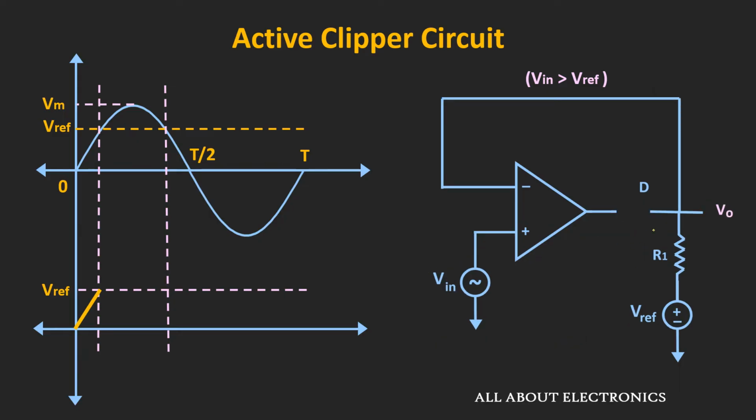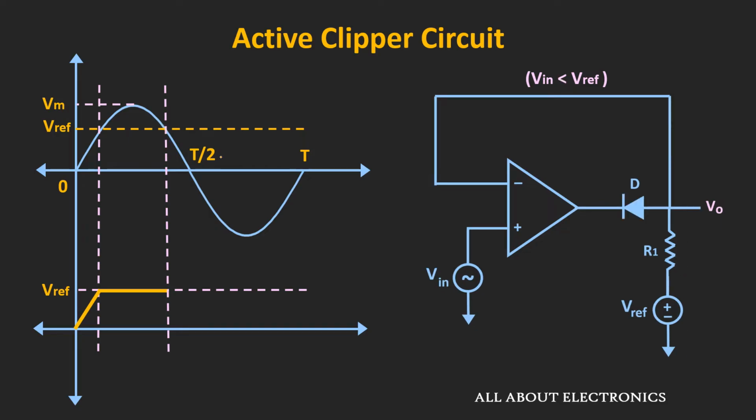So due to that, now the op-amp will operate in the open loop configuration, and the output of the circuit is equal to the reference voltage. So whenever the input voltage is greater than the reference voltage, at that time the output of this clipper circuit is equal to the reference voltage. Now once again after this point, the input voltage will be less than the reference voltage.